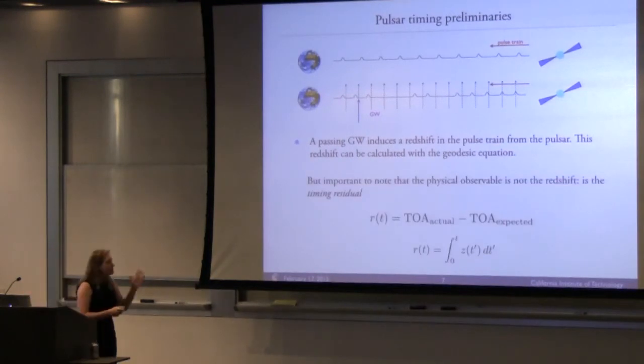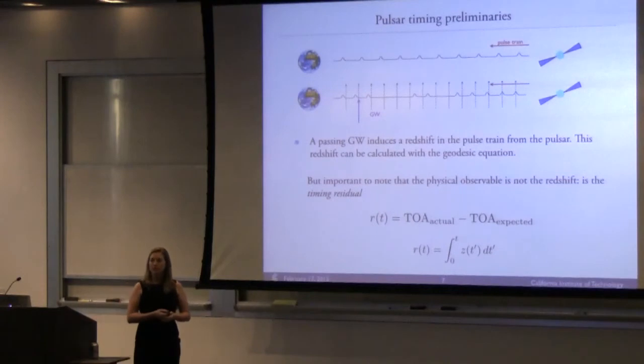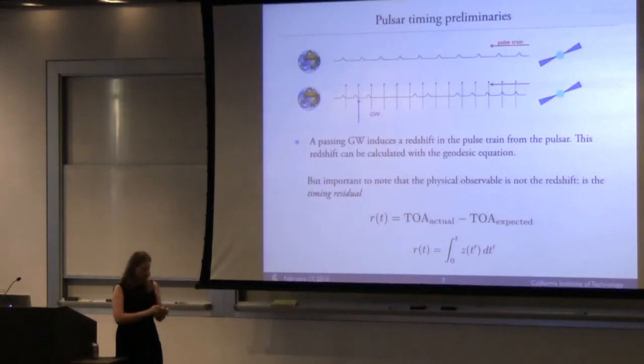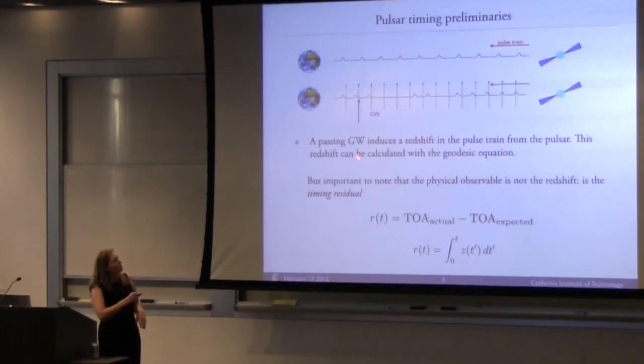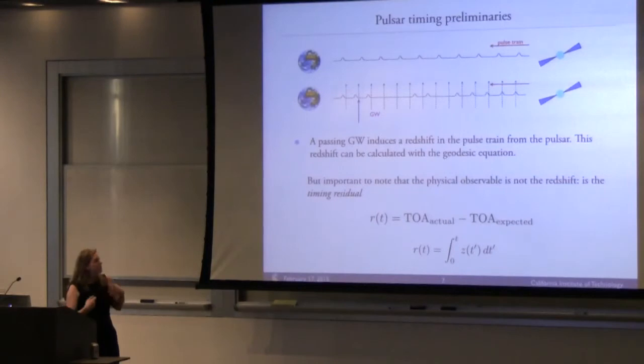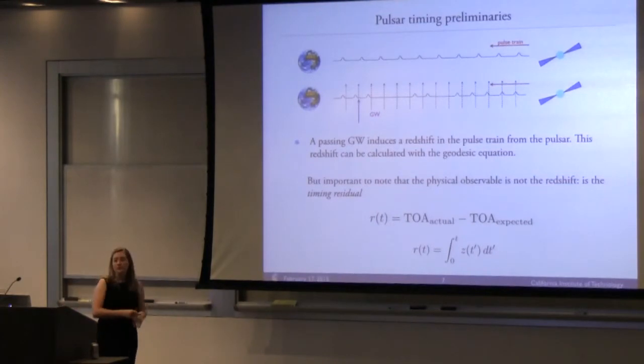But what we're actually physically observing in pulsar timing experiments is not the redshift. It's something called the timing residual, which is the difference between a pulse's actual time of arrival here and the time you expected it to arrive here. That timing residual is related to the redshift by a simple integral. So it's important to note that the redshift is the actual effect of the gravitational wave on the signal, but the thing that we physically observe is this timing residual.